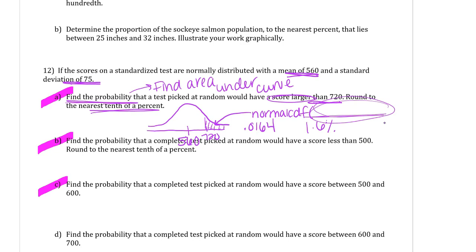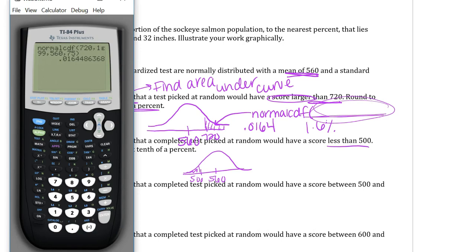All right, similar ideas for the next ones. You want to find one that's less than 500. On your normal curve, 500 would be down here. The only difference now is your lower bound, which I always think of as lower left, your minimum value here, is negative infinity.